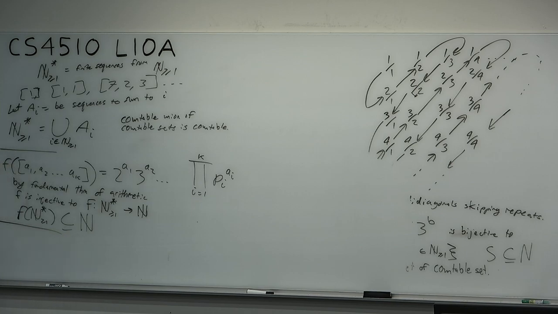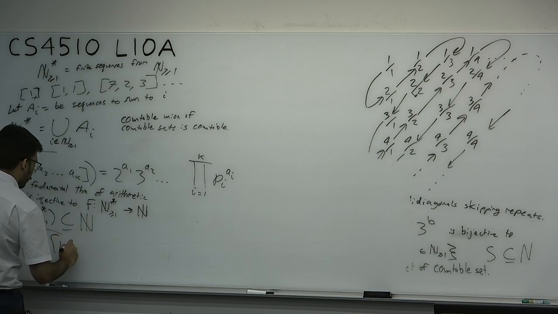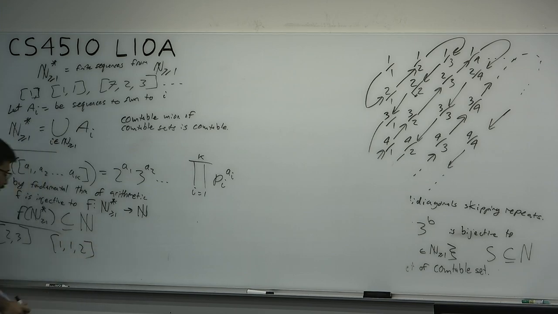So you look at two sequences. Let's say, 2 comma 3. And let's say, 1 comma 1 comma 2. I write these on the board, and these are two different sequences. Why are they different?